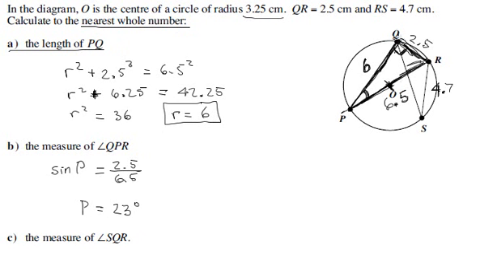SQR. SQR is in this corner. Oh dear, I'm not sure what to do with that. This is not a right triangle at all. We don't know the length of that side. Don't know that angle. 2.5, that's 4.7. If we knew a single angle, then, oh, I see what it is. Got it. Okay, angle P is 23 degrees.